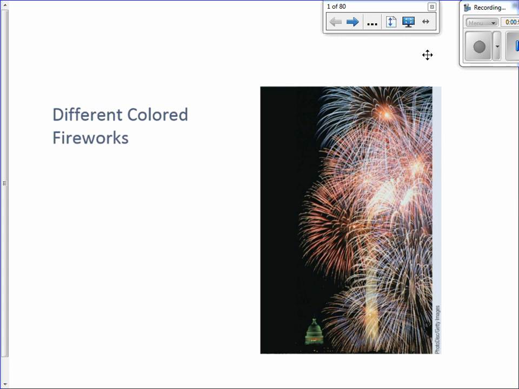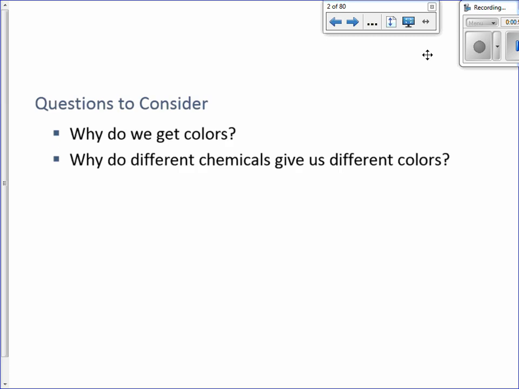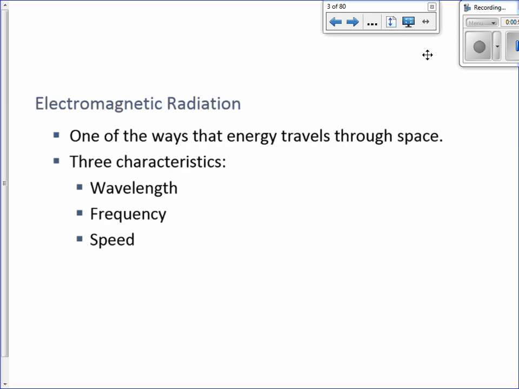So, skipping that because we pretty much just answered those questions, but electromagnetic radiation. So this is your first thing. What are the three characteristics here? They're going to have a wavelength, they are going to have a frequency, and they're going to have a speed. Wavelength, frequency, and speed. So that's 1, 2, and 3.